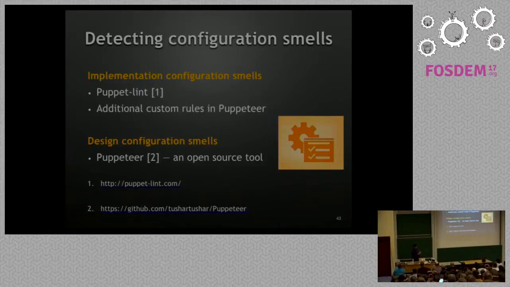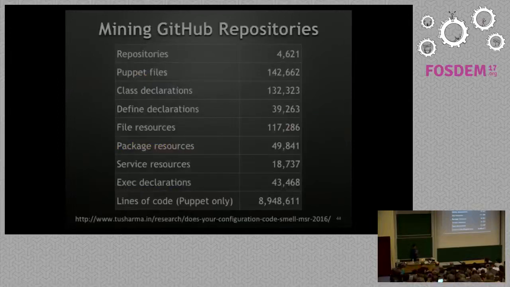The second tool is Puppeteer, which I wrote mainly with one of my colleagues at the university. It's an open source tool. You can download it from here, clone it, fork it, whatever way you want to use it. Please feel free. This is the tool that can detect all the smells that I described in Puppet code. So feel free to use it.